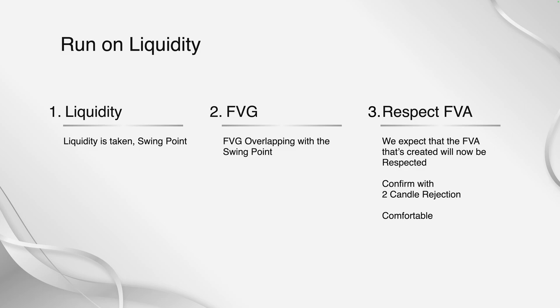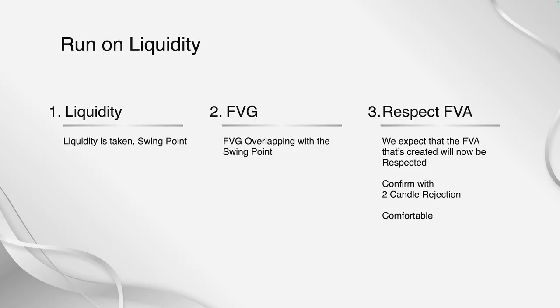Then we have number 3. Number 3 is that this creates a fair value area where we have a fair value gap overlapping. We expect that the fair value area that's created will now be respected. Confirm with a 2 candle rejection, and I've also written down comfortable right there, where we need to go over what that actually means. But before we go over that, I also want to go over the sweep of liquidity.